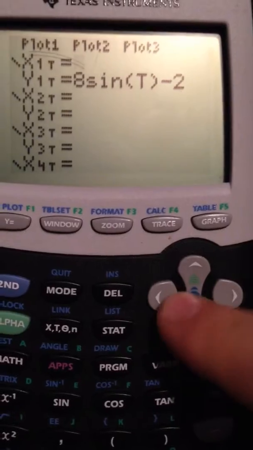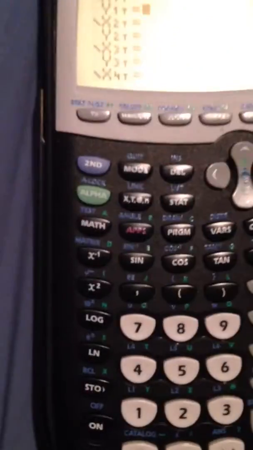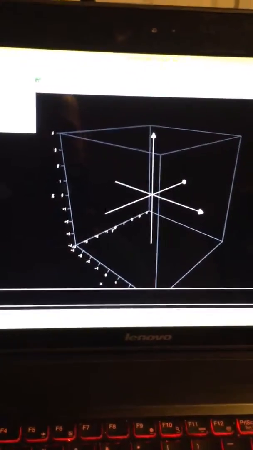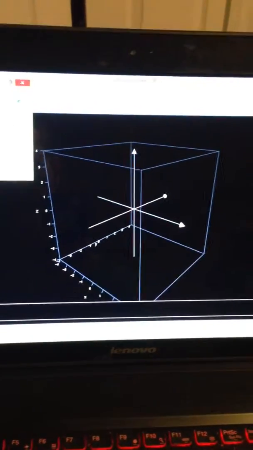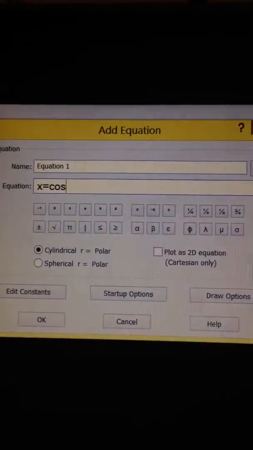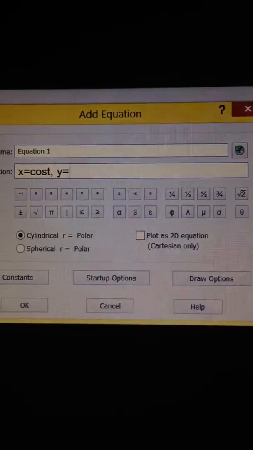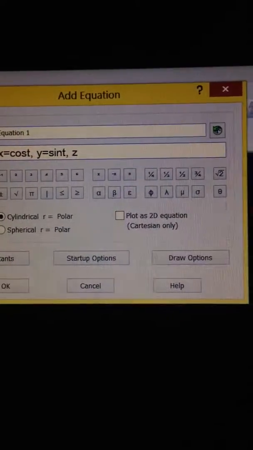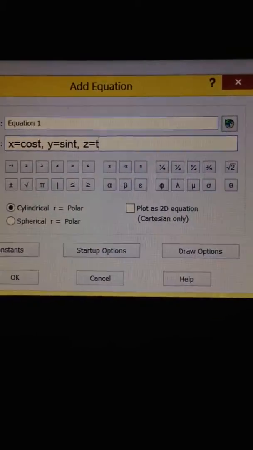For 3D parametric equations, this calculator won't do it, so I will show what a simple one looks like on this thing I downloaded on my computer. So for this, I will put the equation as x equals cos t, y equals sine t, and z, which is the third dimension of it, equals just t.